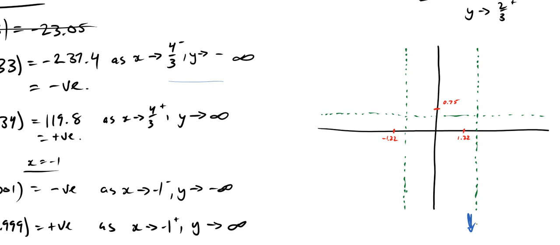or something like that. Okay. As x approaches 4/3 from the right, y goes to positive infinity. So this one goes up there like that. My other vertical asymptote, as x approaches -1 from the left, y goes to negative infinity. So that one's going down on that side as well. And as x approaches -1 from the right, y goes to positive infinity. So that one goes up there.